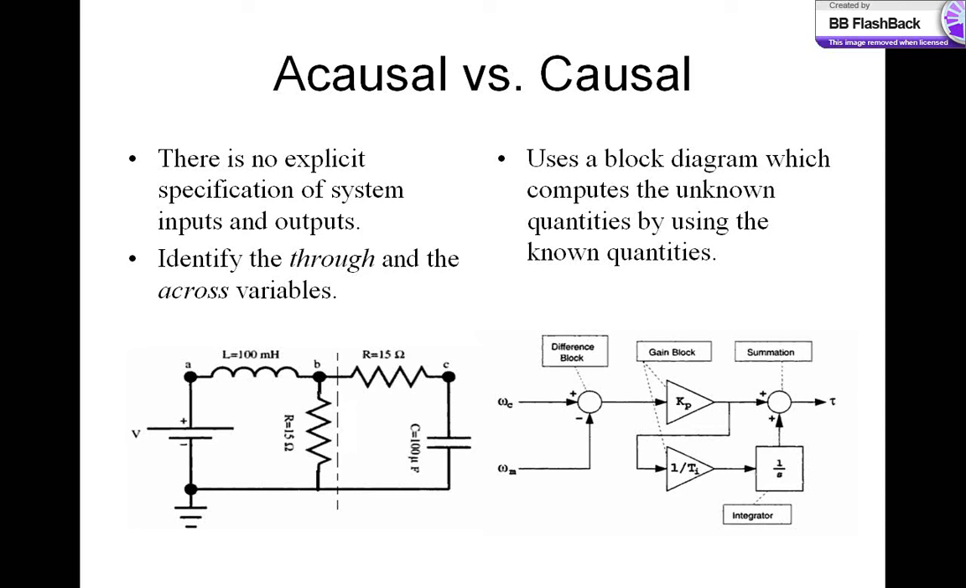It is important to note that in acausal, one must identify the through and the across variables. The through variables, in our case the circuit current, are those variables that at the summing point, at the node B, the sum is equal to 0. While the across variables are those variables, in our case the voltage, that if the system is cut, the voltage at the left hand side is equal to the voltage at the right hand side.